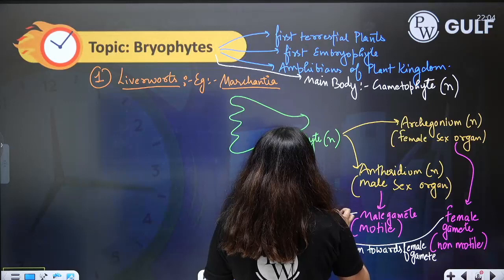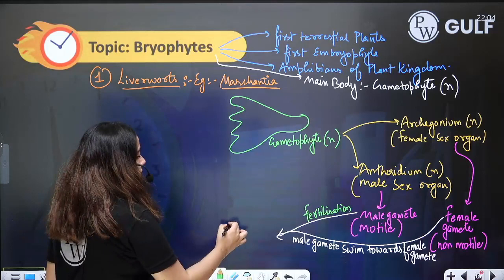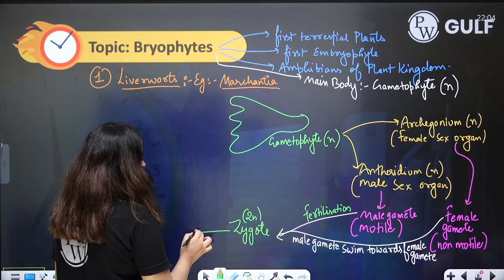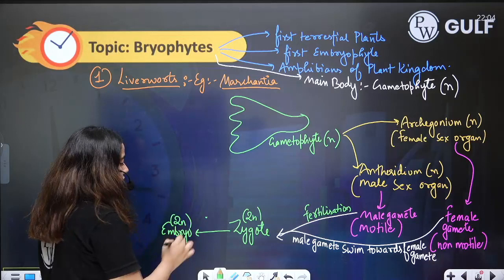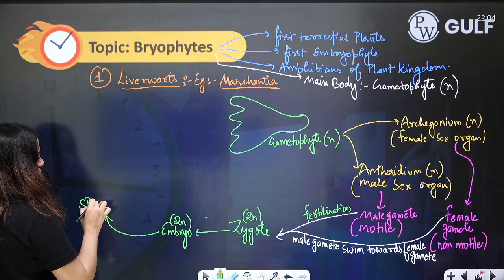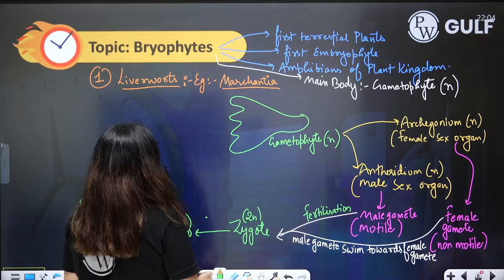Fertilization occurs when haploid cells mix and form a zygote. The zygote becomes diploid. The zygote will be formed into an embryo. They were the first embryophytes because they were the first to form an embryo. Beta, the embryo develops into a structure known as the sporophyte. And that sporophyte develops on the main body.